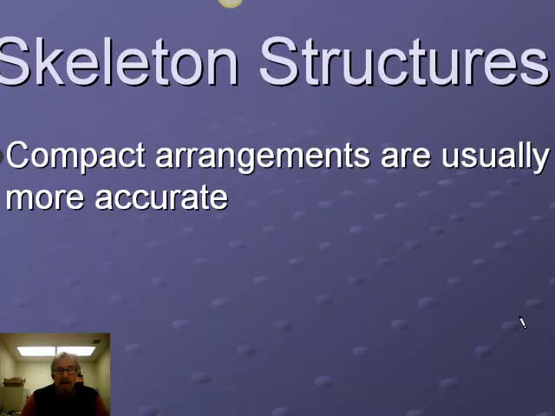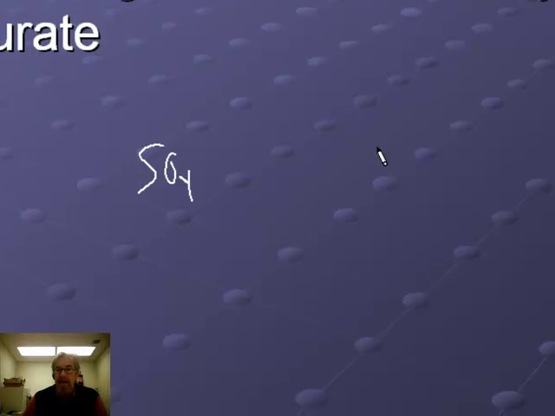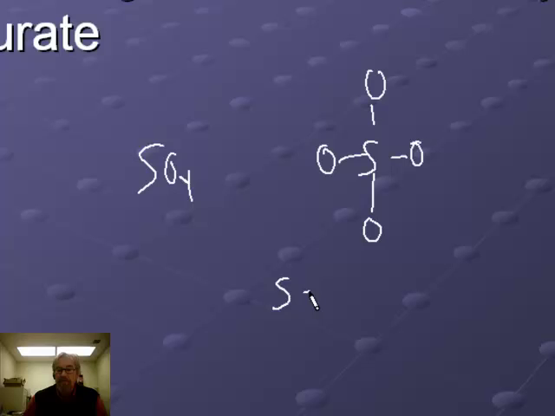Another hint is that compact arrangements are usually more accurate than long, stringy things. So if I had SO4, and I had to make a skeleton for that, I would probably be better off if I made it like this than if I made it like this. And built into this is another little hint.